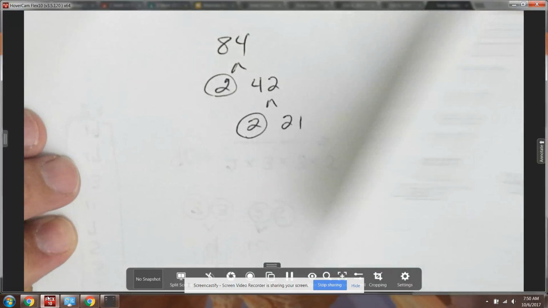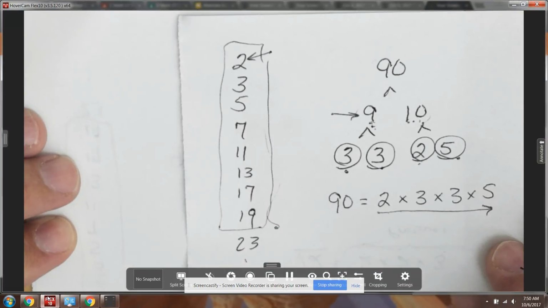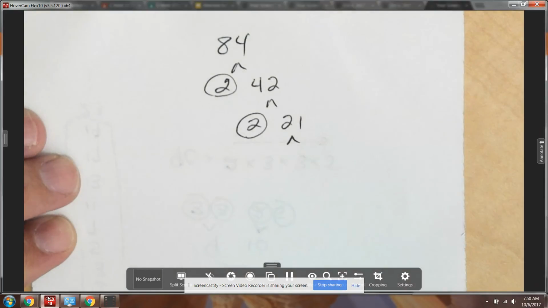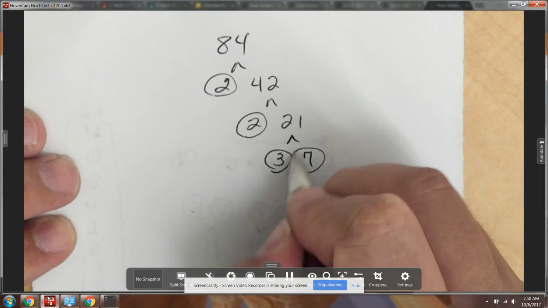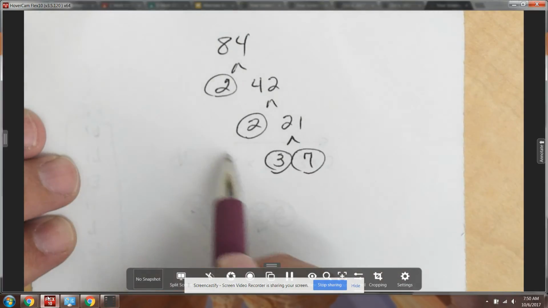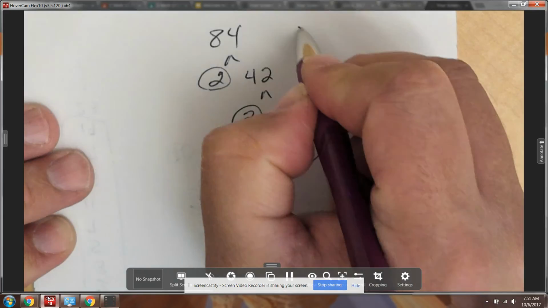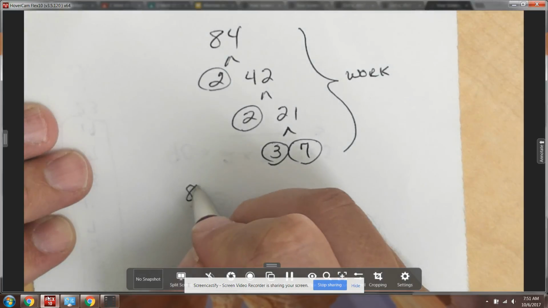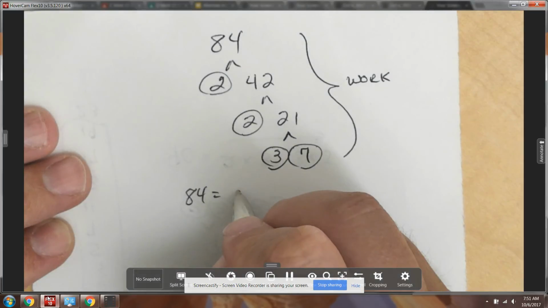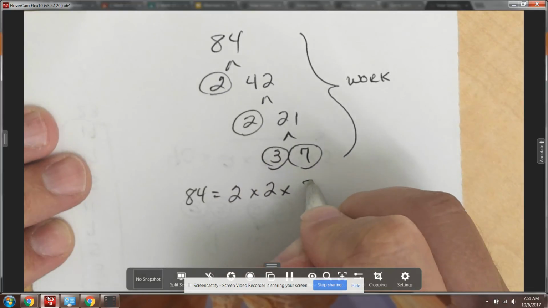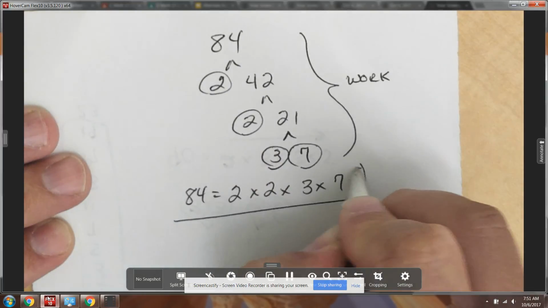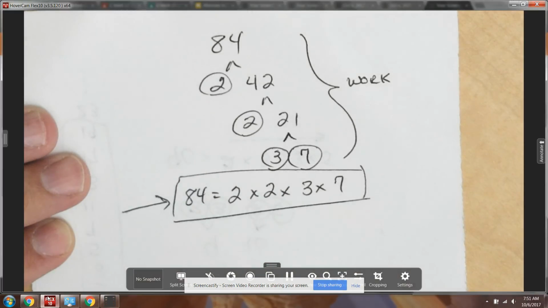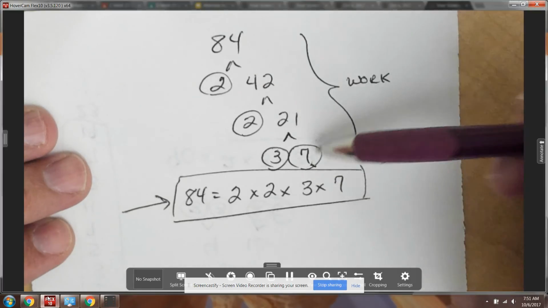Now if I go back to my list of prime numbers, I see that 21 is not on that list, because I already know that 21 is a product of 3 times 7, and 3 is on the list, it's prime, 7 is prime. So there's my factor tree for 84. This is just the work, this is not the prime factorization of 84. The prime factorization of 84 states that 84 is equal to 2 times 2 times 3 times 7. This is the prime factorization of 84. Okay, so that's prime factorization using a factor tree.